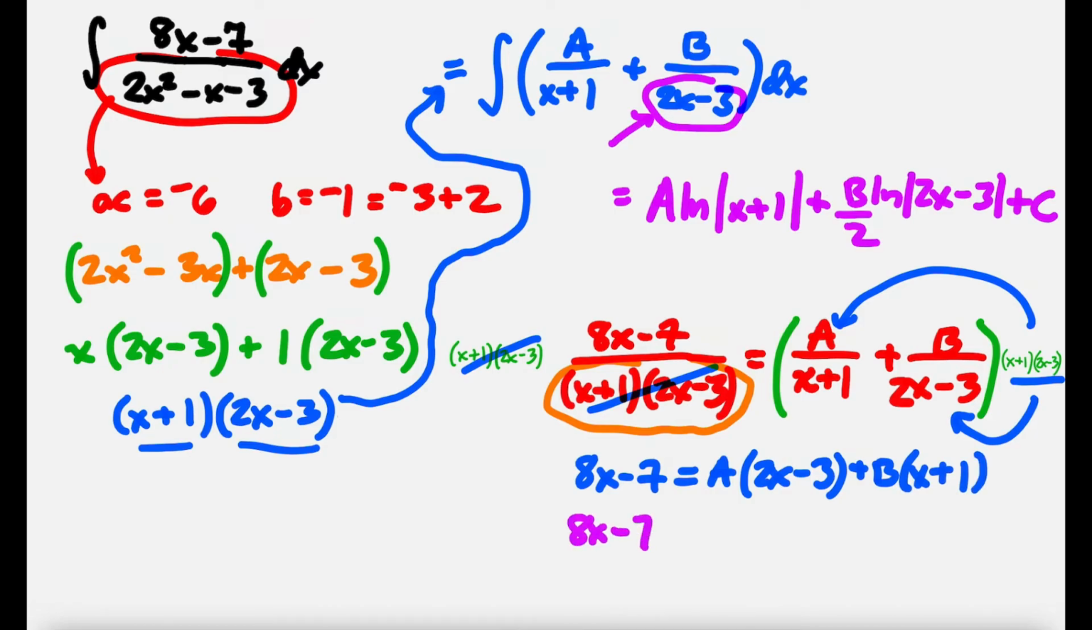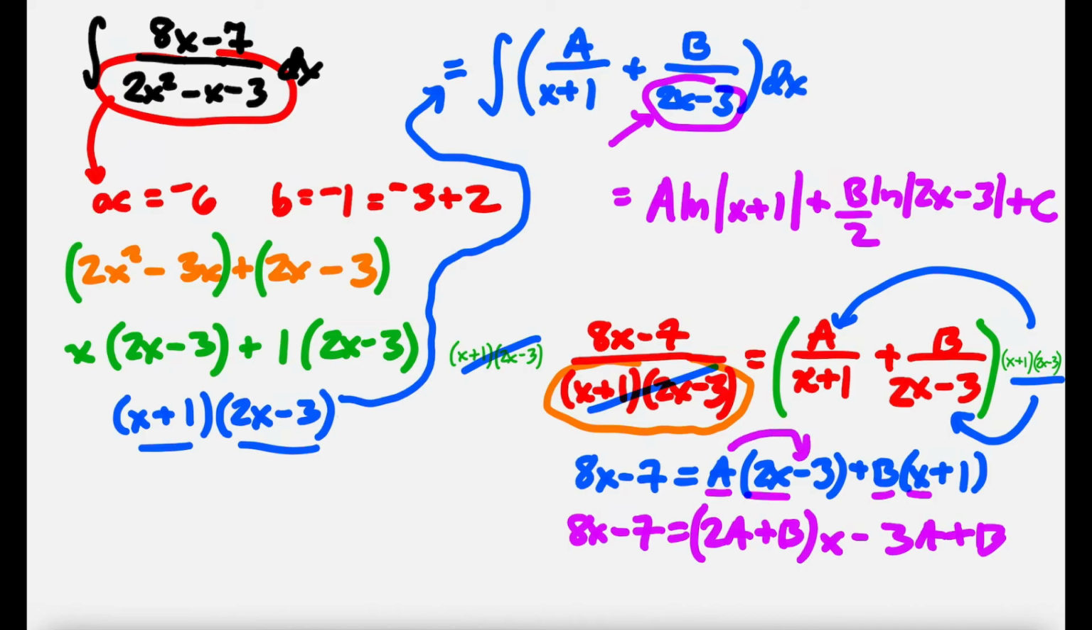From here you're going to end up with 8x minus 7 is equal to 2a plus b times x, since this and this and this and this have the x term in it, minus 3a plus b. So minus 3a comes from distributing that, and I distributed that one here. What this breaks down to is that this part here needs to be equal to 8, so 2a plus b has to be equal to 8. And then this whole part right here, minus 3a plus b, has to equal negative 7.